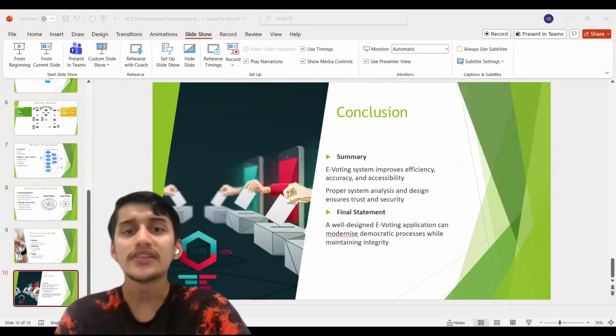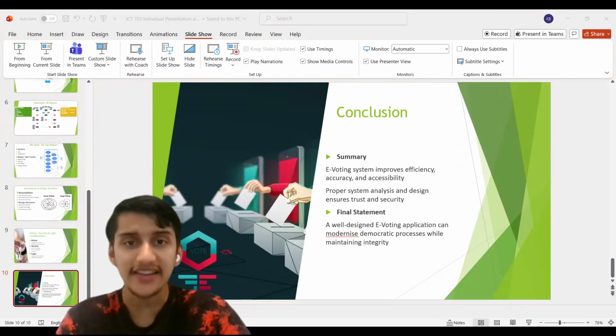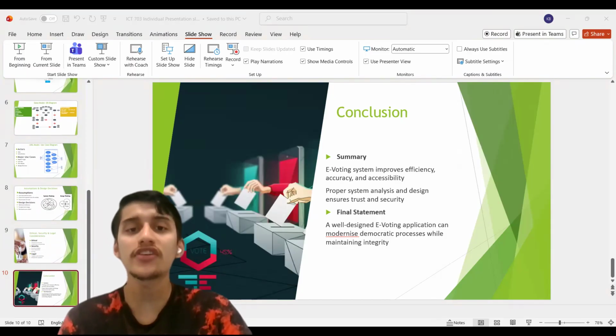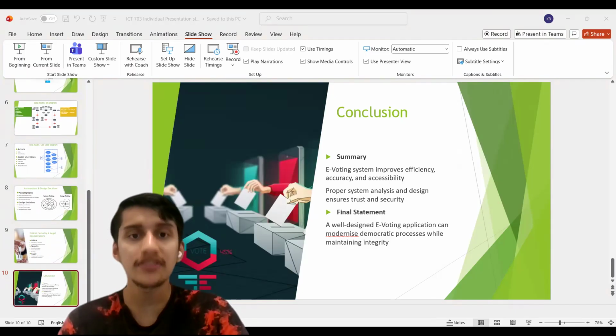To conclude, the e-voting system demonstrates how effective system analysis and design can improve efficiency, accuracy, and accessibility in elections. By using structured models such as DFD, ER diagram, and UML use case, the system becomes more secure and transparent. Overall, a well-designed e-voting application can modernize democratic processes while maintaining integrity and trust.